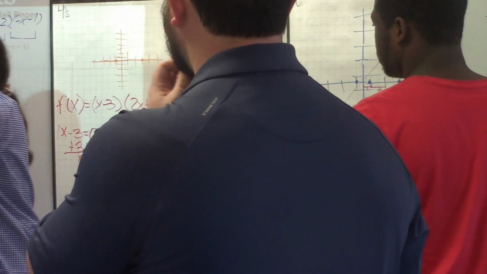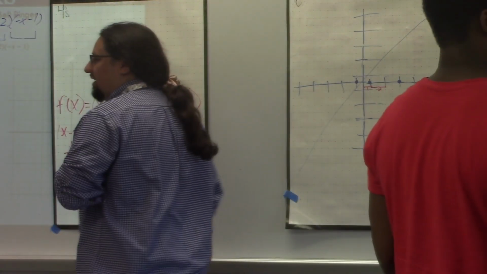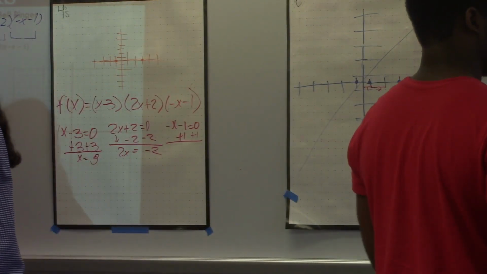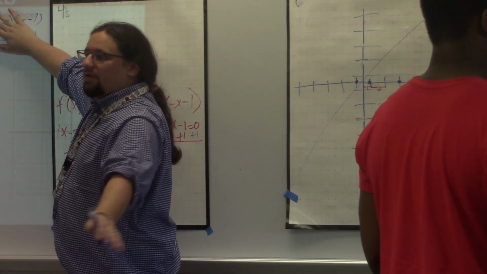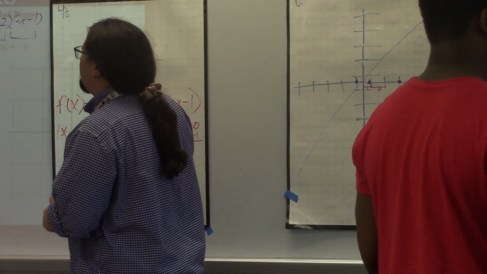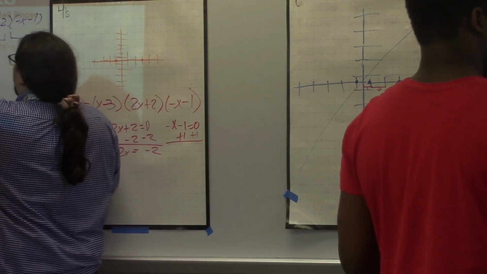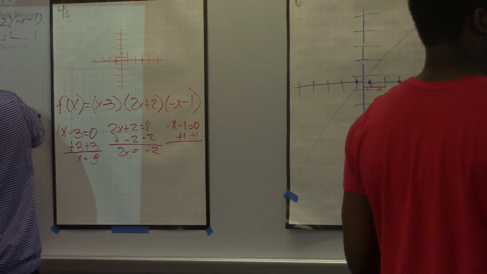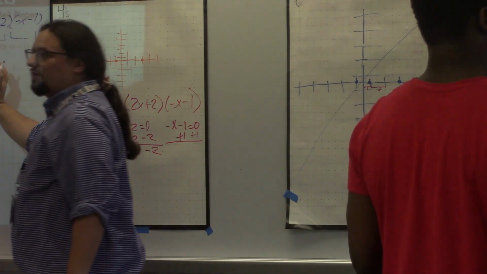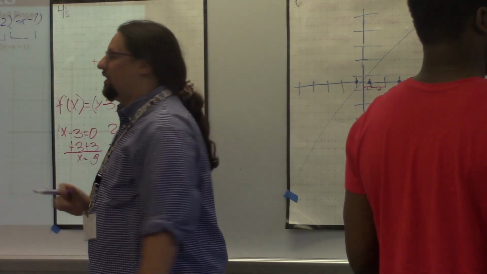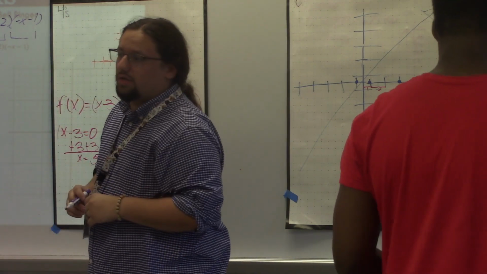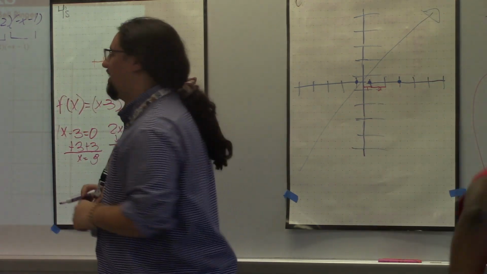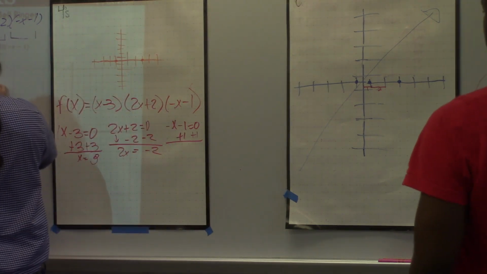Figure out the x-intercepts? You could do that. Graphing y equals x minus 3: start from -3 on the y-axis. Starting with -3 on the y-axis, why is that?